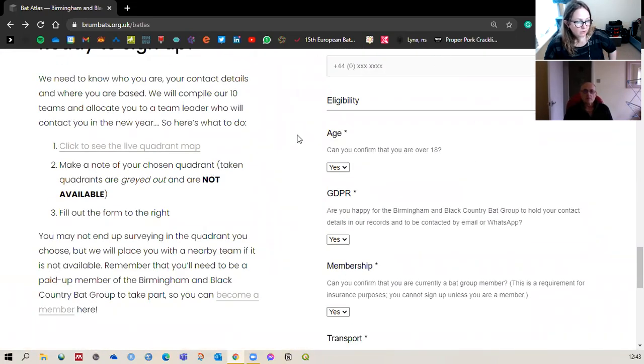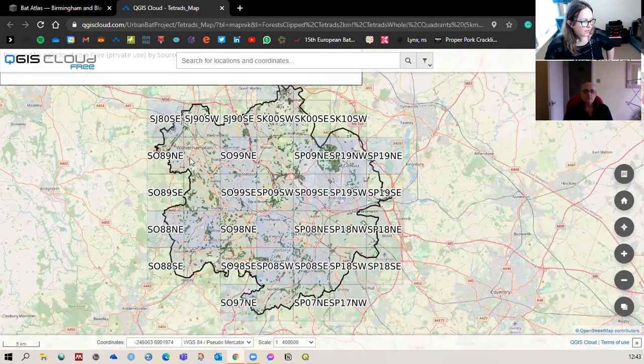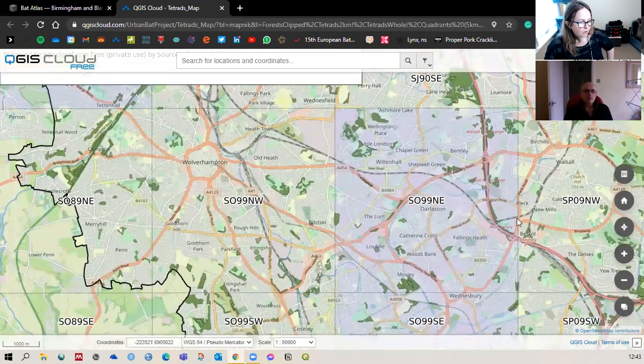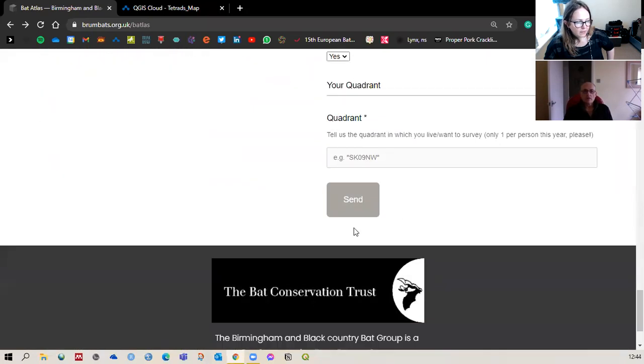What you would do is you'd fill out this form after looking at this map. This map is updated constantly anytime someone adopts something. So say you live in Wolverhampton, right? So basically the grayed out ones are adopted. The non-grayed out ones are not adopted. So say you want to do this one here, SO89E, you would fill out your form here. And you write SO89E here, hit send, that sends me an email, and then I would update the map, and then you would be contacted at some point in the next month or so by Tasha, who is the team leader for that area. So that's how that works.